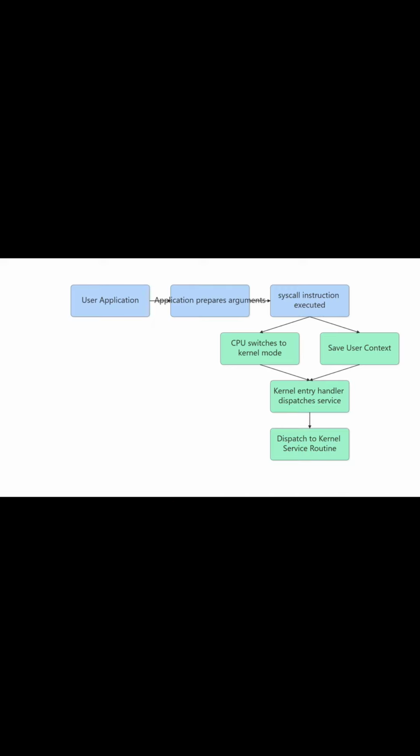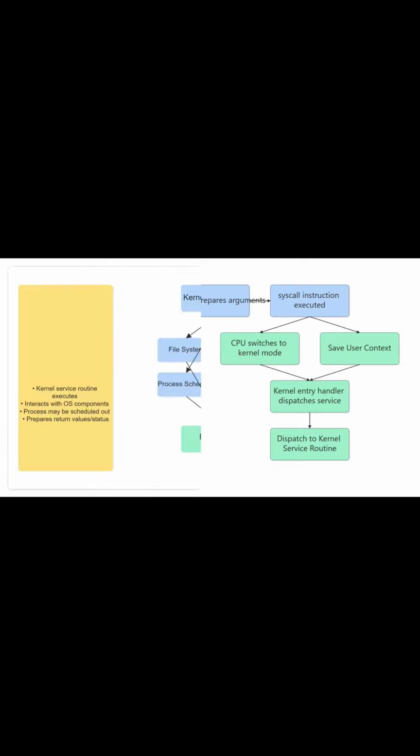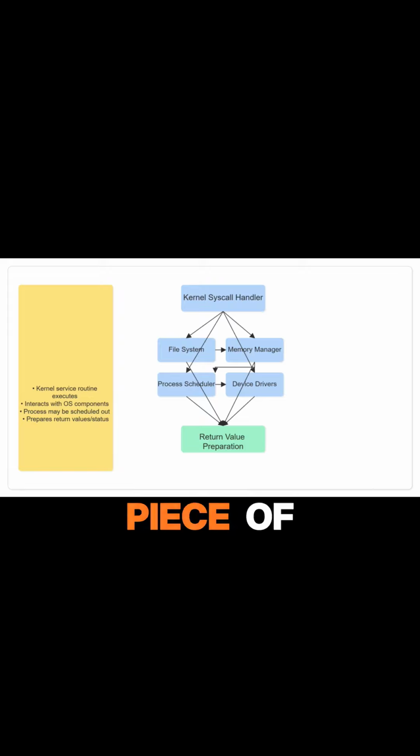This transition isn't arbitrary. The syscall instruction typically vectors to a predefined entry point in the kernel, often handled by a small piece of assembly code that acts as the initial syscall handler. This handler then examines the requested service ID and dispatches the call to the appropriate kernel function. It's a precise, orchestrated handoff. Once inside the kernel, the real work begins.